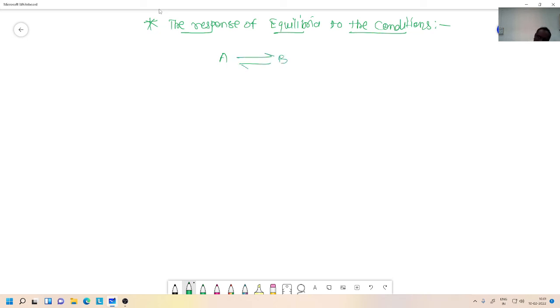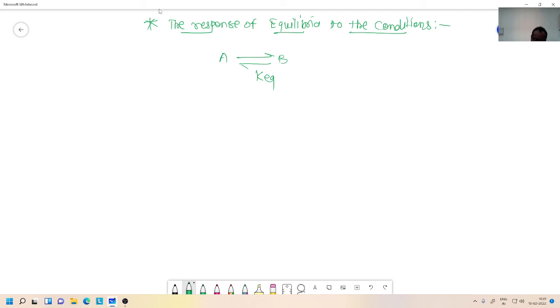The next point is the response of equilibria to the conditions. Which conditions? Once the reactant system has reached equilibrium, we know that if A is reacting to B and B is reacting again to form the product, and the equilibrium is attained, then we write the equilibrium constant K.